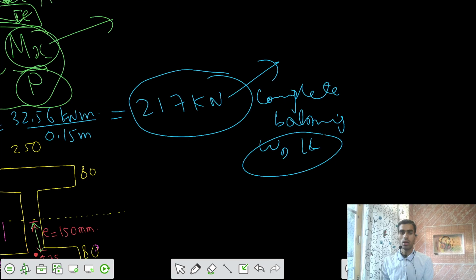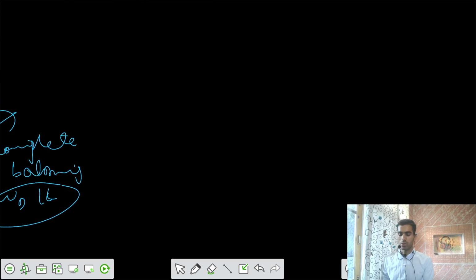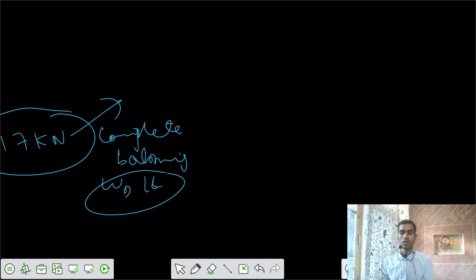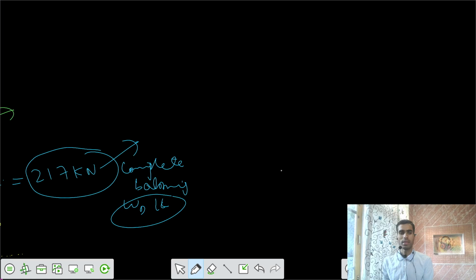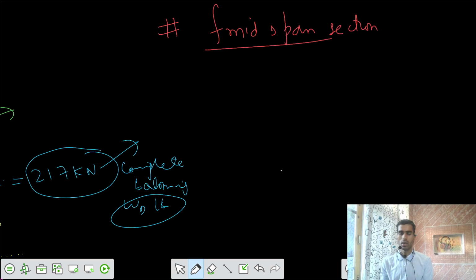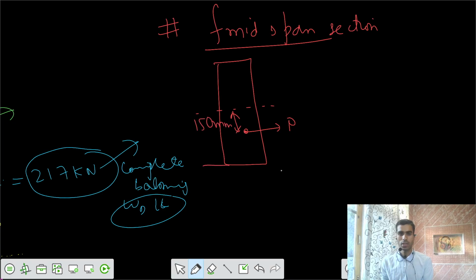Let's solve now. Once I have the value of P, I am going to solve the stresses at the midspan section. So once I have completely balanced the effects of those dead loads and live loads, the second part of the problem is that you need to calculate stresses at the midspan section. So I would say there is some section at the midspan, and the P force is acting somewhere here, at some eccentricity of e equals 150 millimeters. This was provided to you, and the section is actually a rectangular section, this I section.